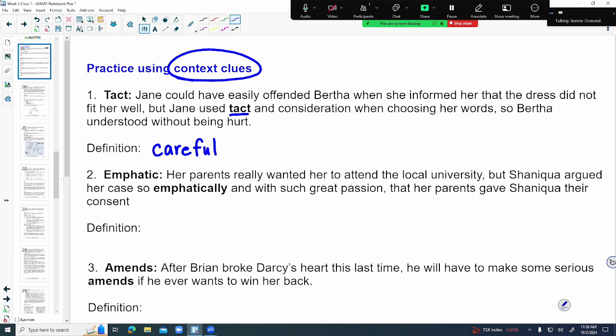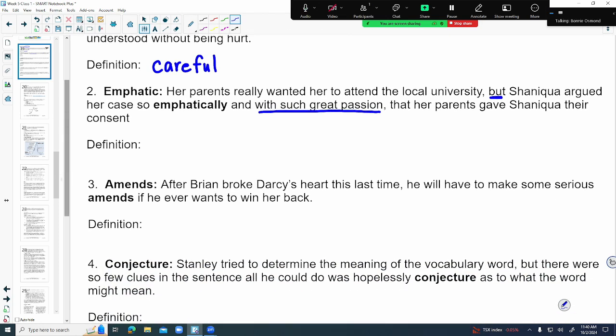Okay, number 2, emphatic. Her parents really wanted her to attend the local university, but Shaniqua argued her case so emphatically and with such great passion that her parents gave Shaniqua their consent. Should be a period there. So again, emphatic, what does it mean? Her parents really wanted her to attend the local university, but, so that means that she doesn't want to attend the university. She argued her case so emphatically and with such great passion. So emphatically and passionately. So we could think forceful, but not really forcefully. So we could say passionately.